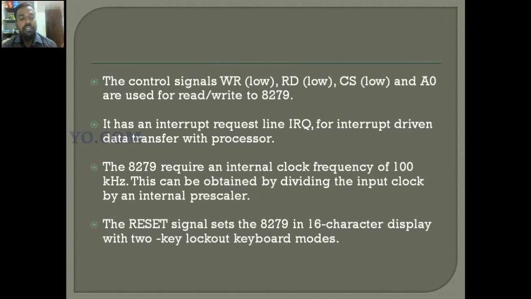The 8279 requires an internal clock frequency of 100 kHz. This can be obtained by dividing the input clock by the internal prescaler. So the 8279 also needs a clock frequency. The required frequency is 100 kHz, but the incoming frequency is in the megahertz range, so the megahertz is converted into kilohertz by using the internal prescaler.